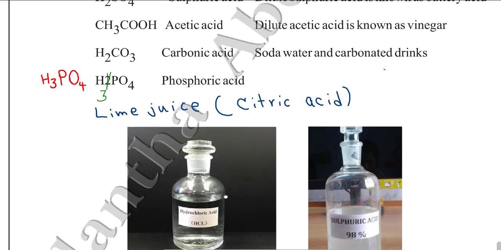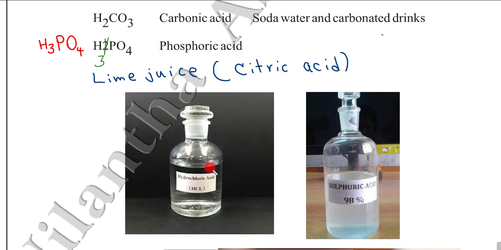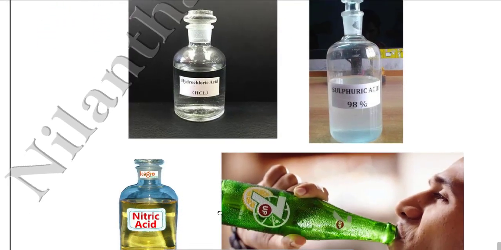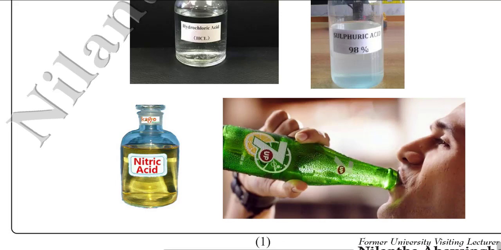And this one, children, here are the bottles they use at the laboratory. Special bottles are there. We can get hydrochloric acid in these bottles. Sulfuric acid, right? That's 98%. And this bottle, nitric acid, right? This person is drinking an acid, carbonic acid as soda water, right? Below you can write carbonic acid as soda water.